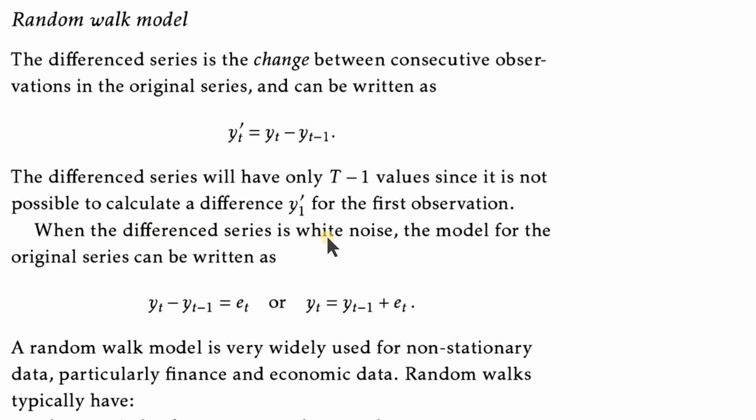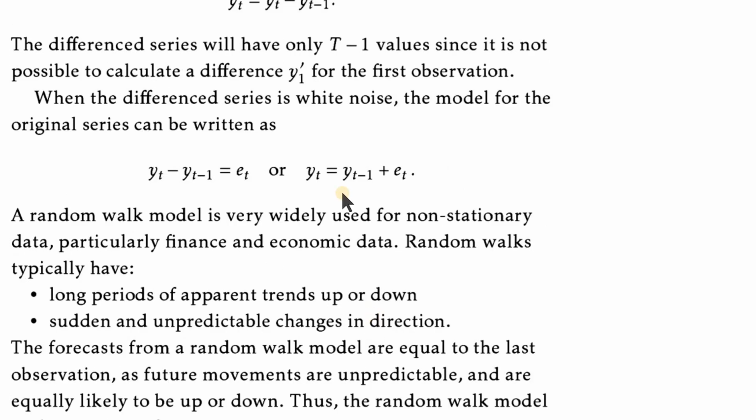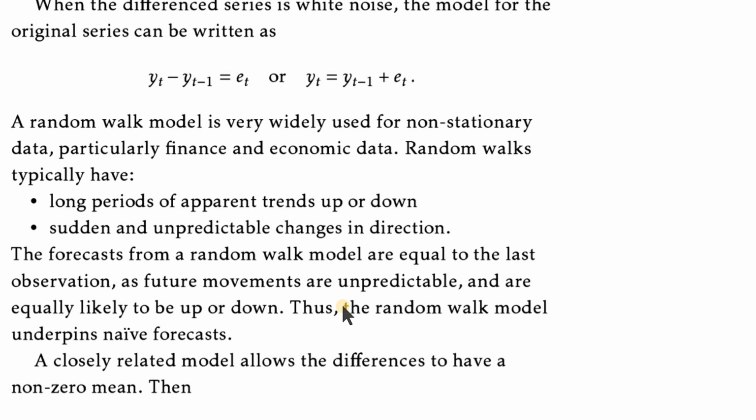If the difference series is white noise, we can write down the model as Yt equals Yt-1 plus Et, where Et is the white noise. So if we want to predict Yt at time t, we simply take the previous data point, which is Yt-1. This is similar to the naive method, so we can use this model that we learned in the previous chapter on the naive method.